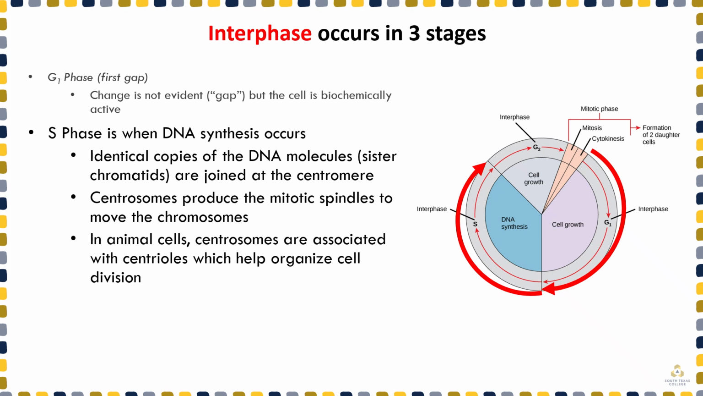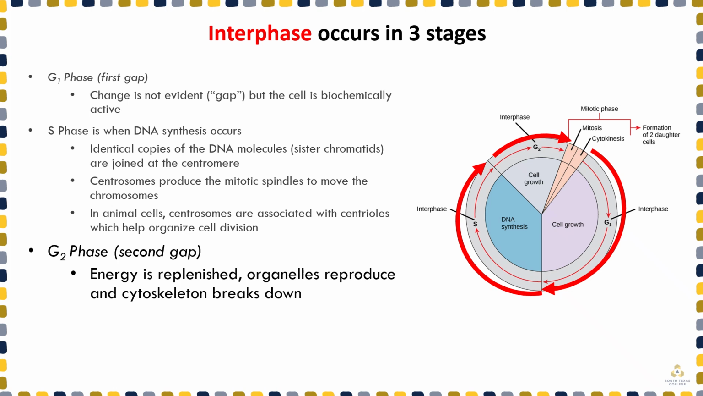It's during this phase that the DNA molecules are going to copy themselves and get ready for cell division. The S phase is followed by a second gap phase called G2. Here the cell is going to recover from making the chromosomes, replenish energy, and get organelles reproduced so that there are enough organelles to keep 2 new cells alive, and then it'll proceed into cell division.